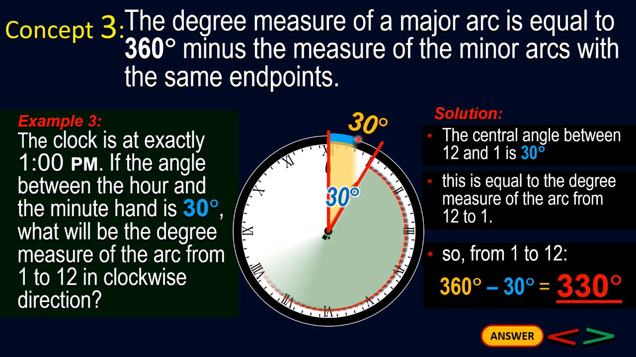So, ano ba ang magiging measure mula 1 o'clock hanggang 12 o'clock in clockwise direction? So, ang gagawin lang natin, lagi nating tatandaan na ang kabuuang sukat ng circle ay equal sa 360 degrees. So, 360 degrees minus 30 degrees is equal to 330 degrees. So, ibig sabihin, ang measure ng arc mula 1 o'clock hanggang 12 in clockwise direction is equal to 330 degrees.